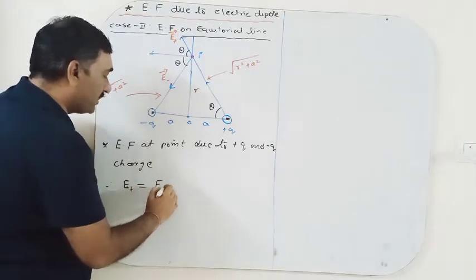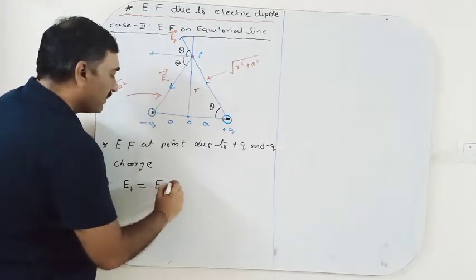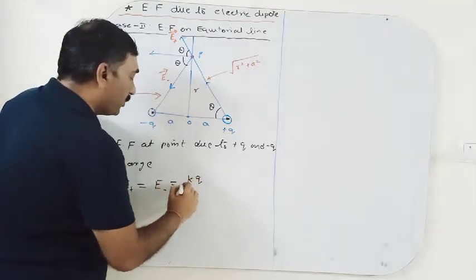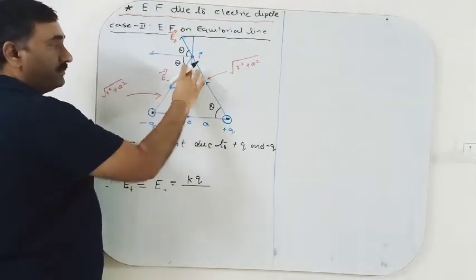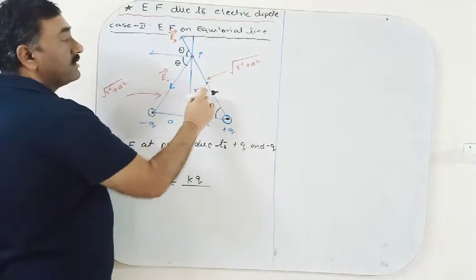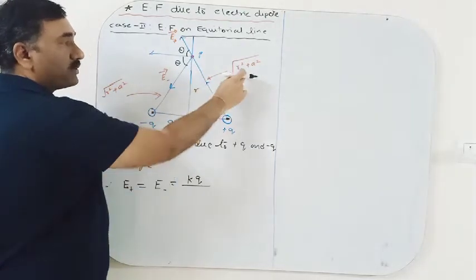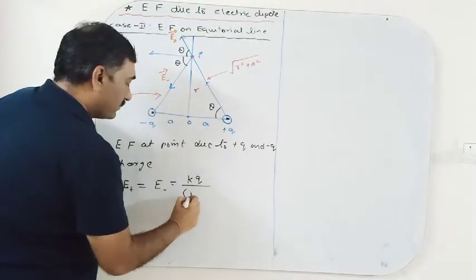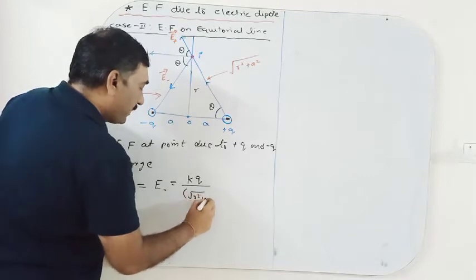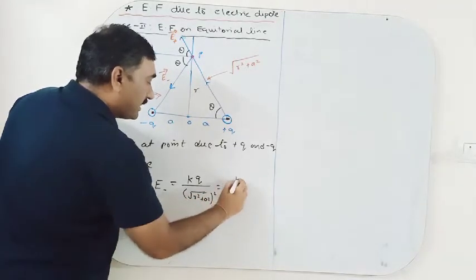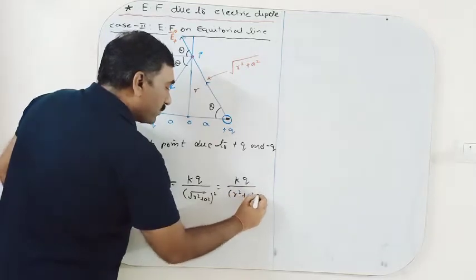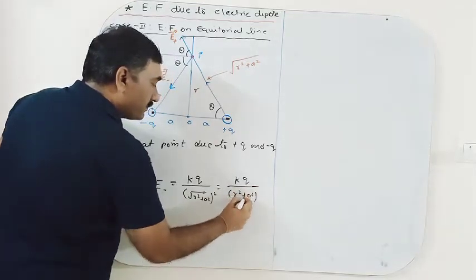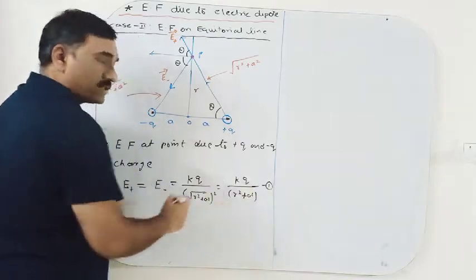Electric field due to positive and negative charge is the same, that is equal to kq upon the distance of minus q and plus q from the point P, that is root of r square plus a square, this is the hypotenuse, whole square. So that becomes kq upon r square plus a square. Take it as a first.